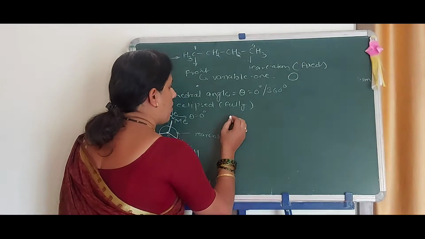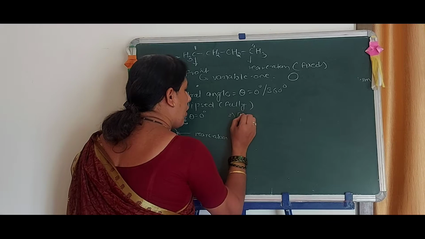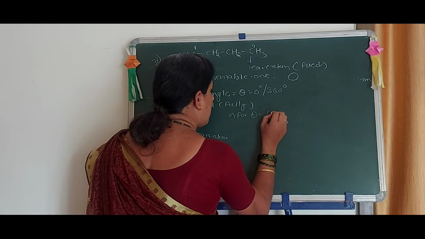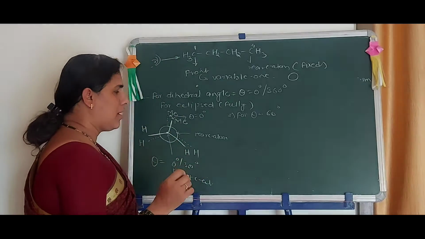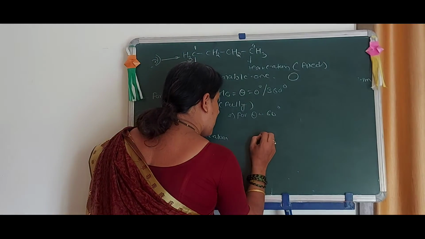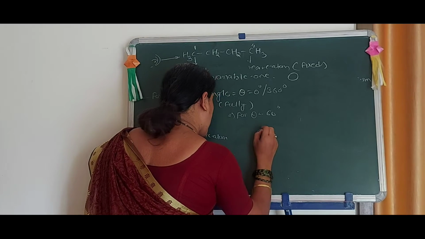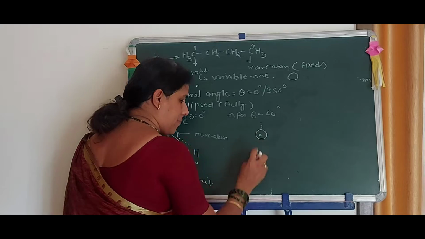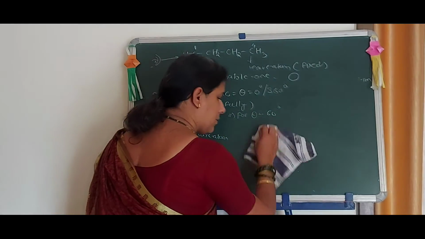Okay, now the second structure, for theta equal to 60 degrees. Again we kept the rear angle fixed. See here, this is the rear. Again I am going below this.